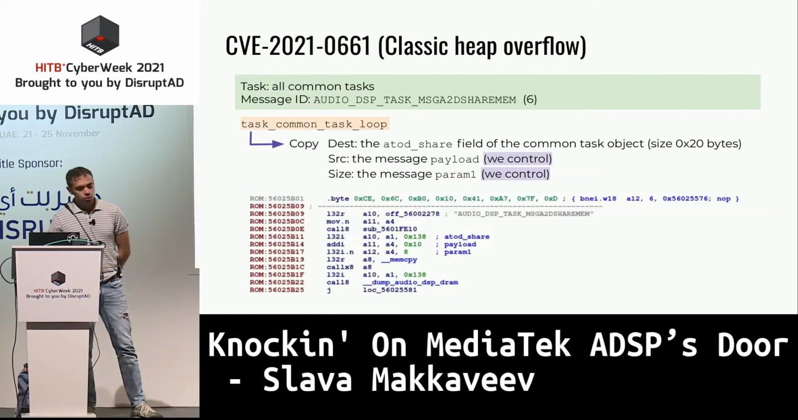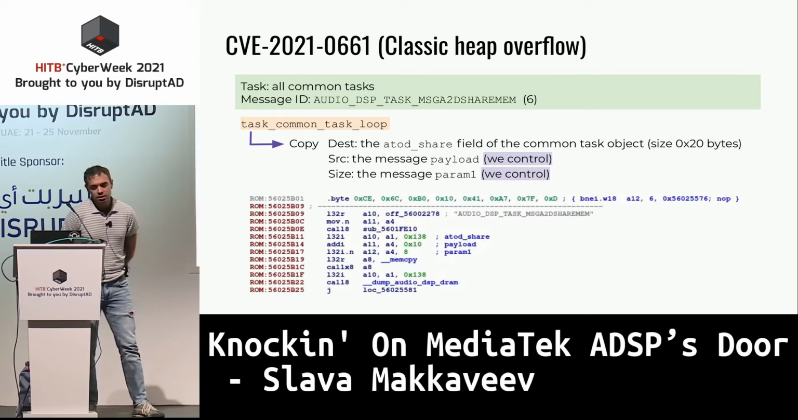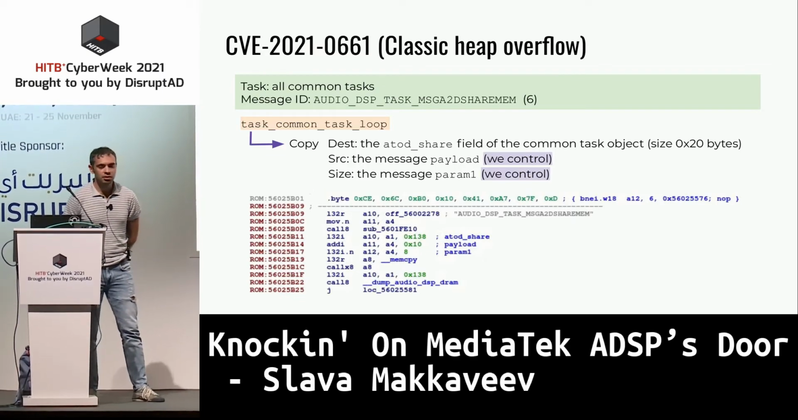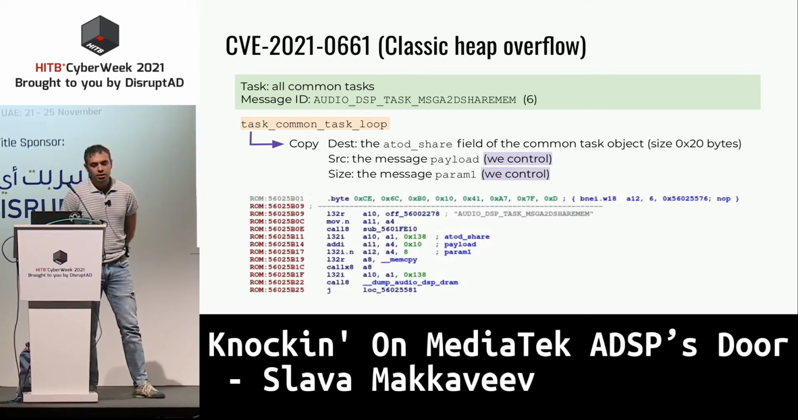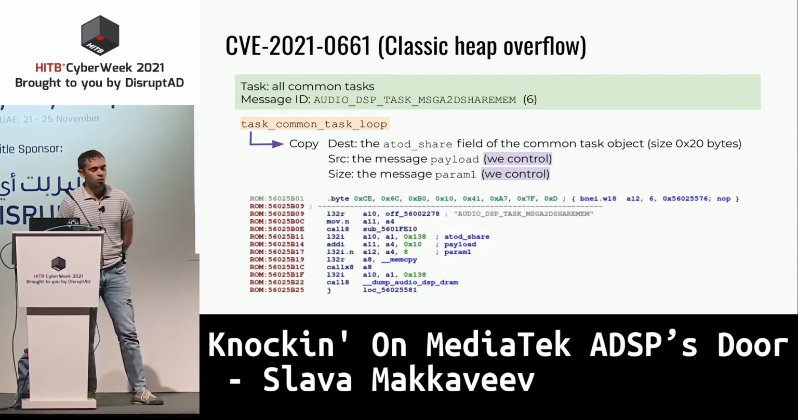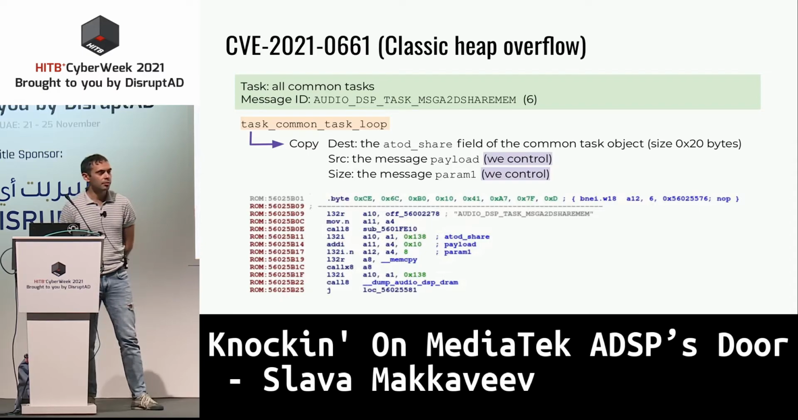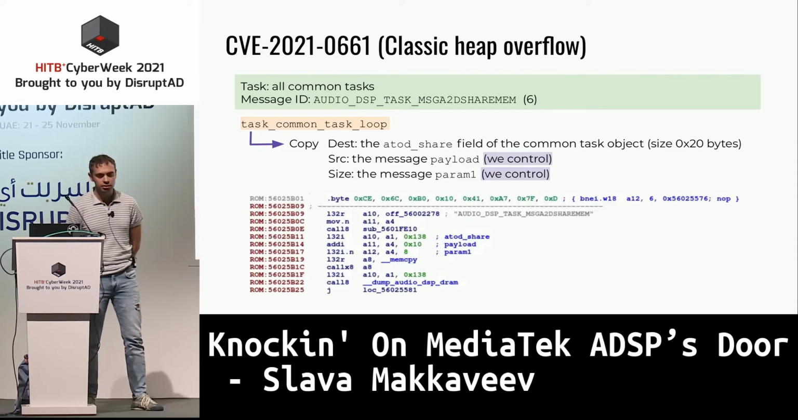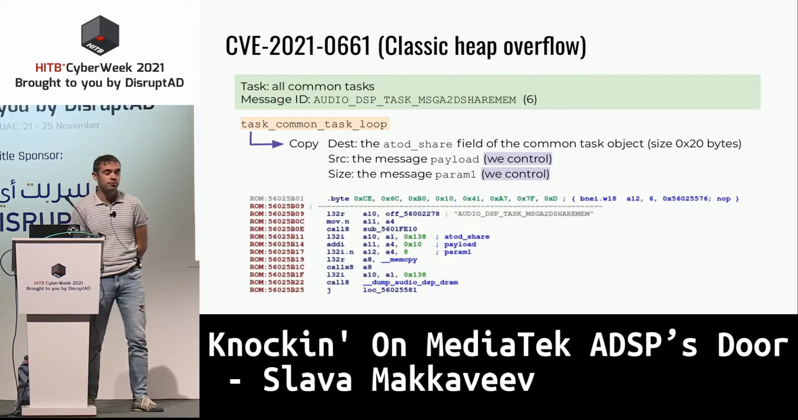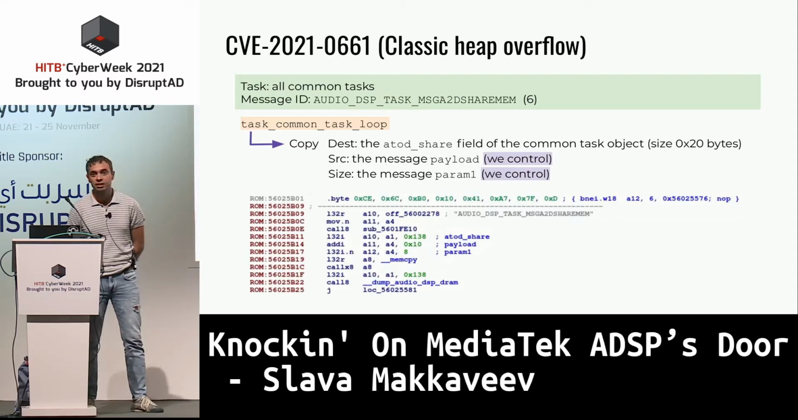I will show you some details about the vulnerabilities. For example, this vulnerability is related to all common tasks. When handling a message with ID 6, the task common task loop function copies the message payload to the A to G share field of a task common object, and the param 1 that we control is used as the number of bytes to copy.